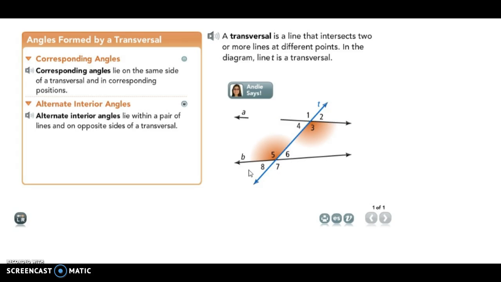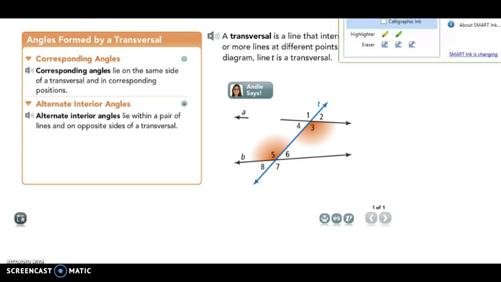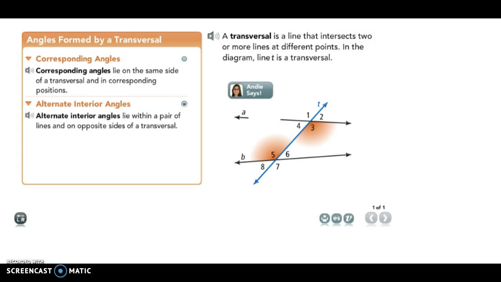Alternate interior angles lie within the pair of lines and on opposite sides of the transversal. So right here we have our transversal. It's going right down the middle. And you notice 3 and 5 are both highlighted because they're alternate interior. They're alternate because one is on the left and one is on the right, and they're interior because they're in between these black lines. So alternate interior angles are angle 3 and angle 5, and also angle 4 and angle 6.